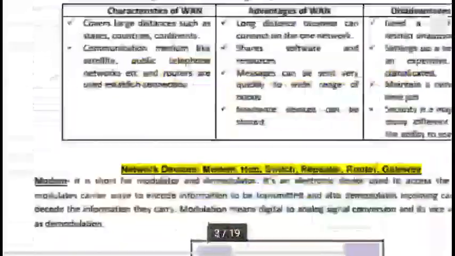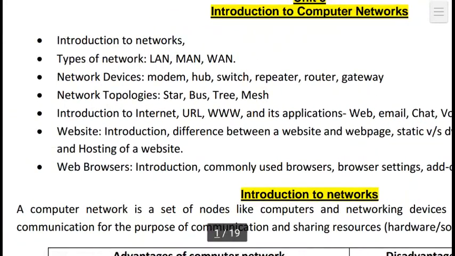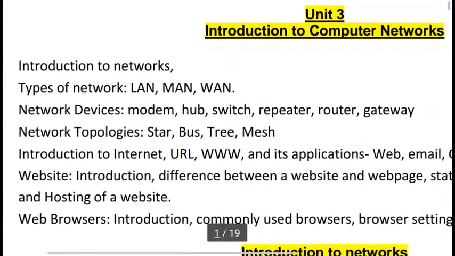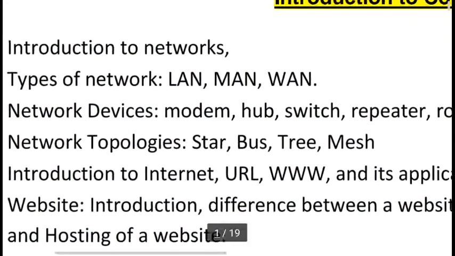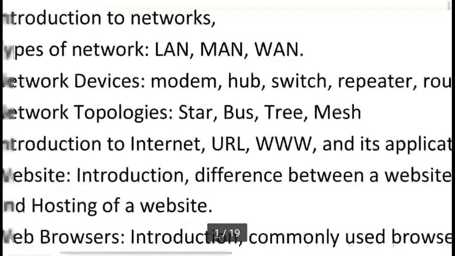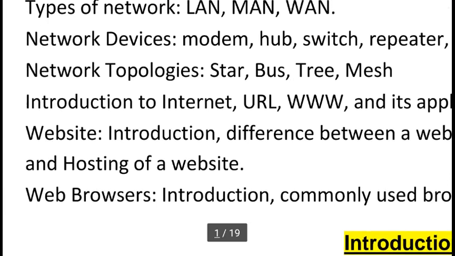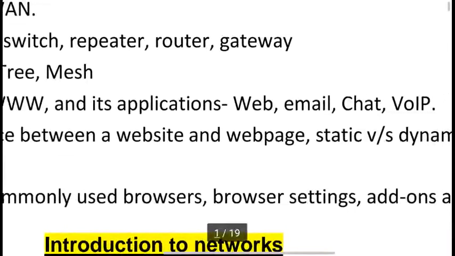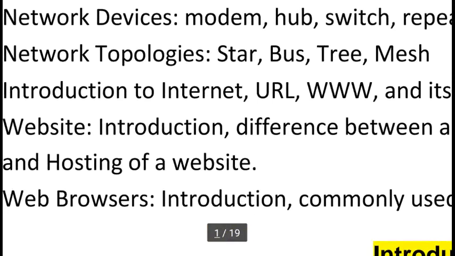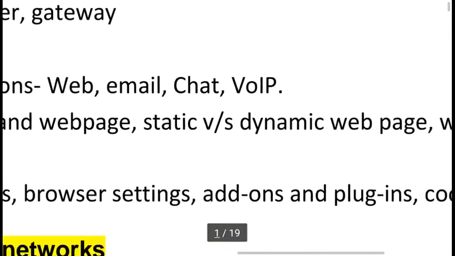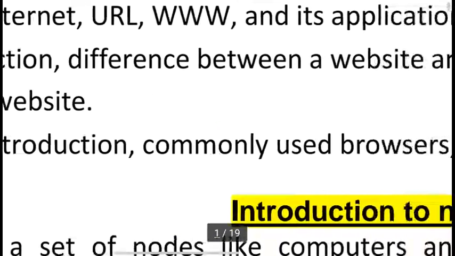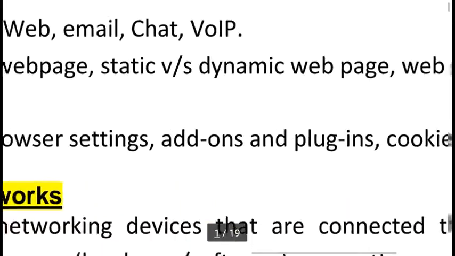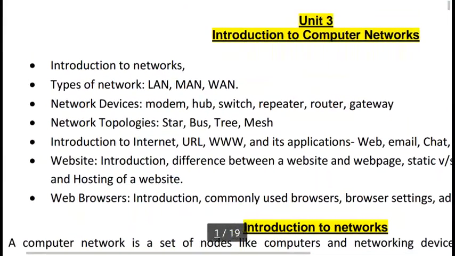So in this chapter we discussed this type of thing. In the complete chapter we already discussed the introduction to networks, types of network: LAN, MAN and WAN, networking devices: modem, hub, switch, repeater, router, gateway, network topologies: star, bus, tree, mesh, introduction to internet, URL, WWW and its applications: web, email, chat, VoIP, and website introduction, difference between a website and web page, static versus dynamic web page, web server and hosting of a website, and lastly we have discussed web browser introduction, commonly used web browsers, browser settings, add-ons and plugins and cookies. So this chapter is completed.